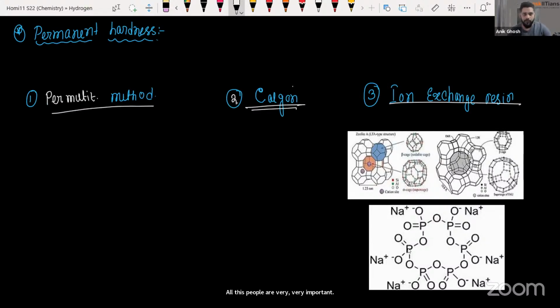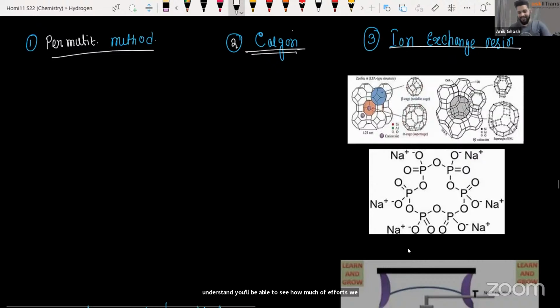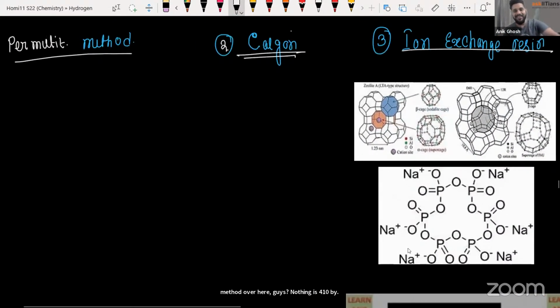Permanent hardness can also be removed, then how is it permanent? It is a little bit hard to work with it. Everything can be removed by chemical reactions, right? So you'll be able to see how much effort we have to put in here. But that was a good question actually. Anyway, what is this permutate method, guys? Nothing is permanent in life. Very good, Latik. So guys, what is the permutate method over here?